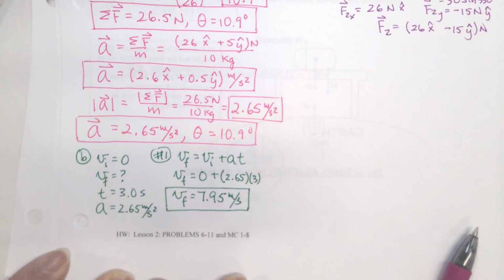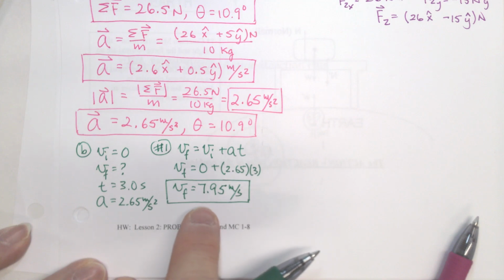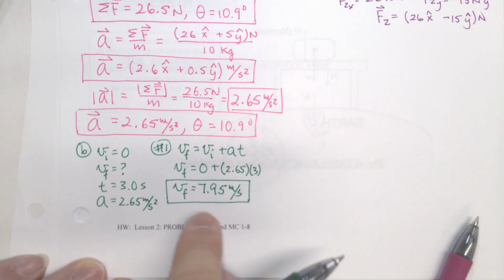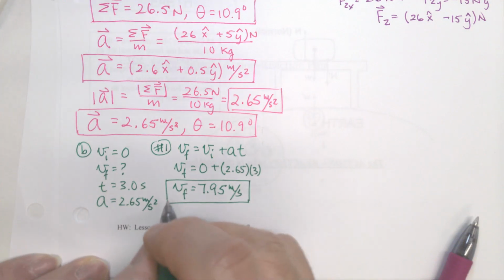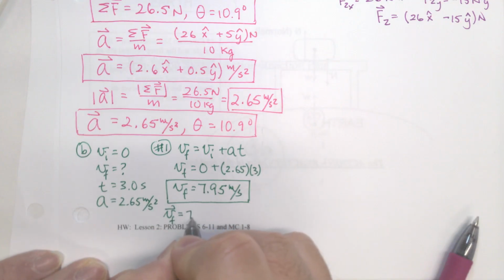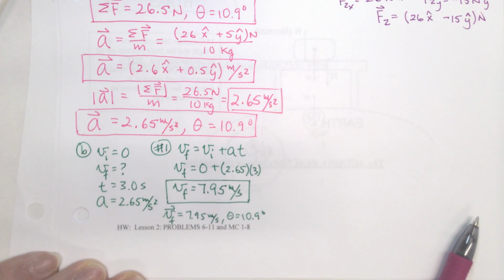If they were asking for the magnitude and direction, what would the direction be for this object moving at this speed? 10.9 degrees, because it's in the same direction as my acceleration. Okay? So if they're asking for the velocity of this, it would be just 7.95 meters per second, comma, theta is equal to 10.9 degrees.